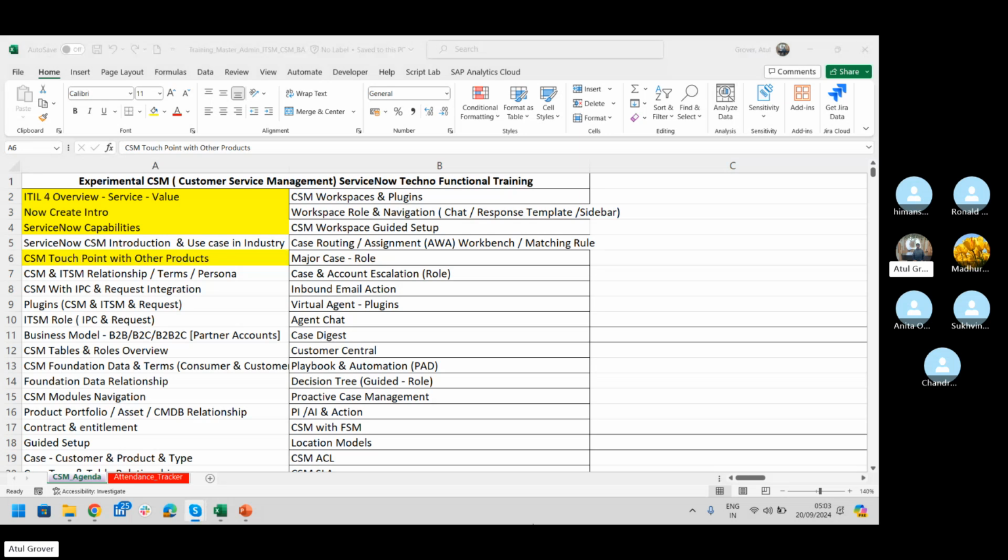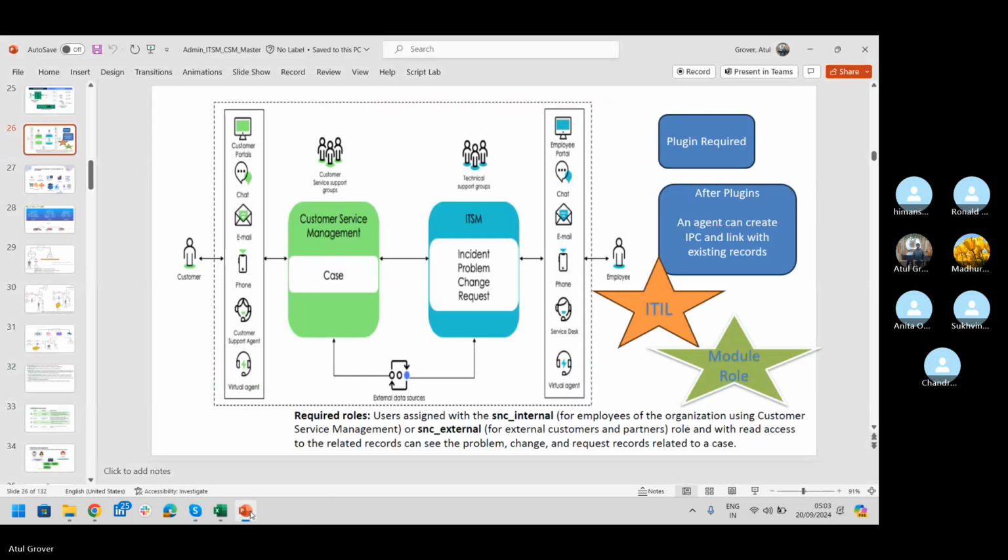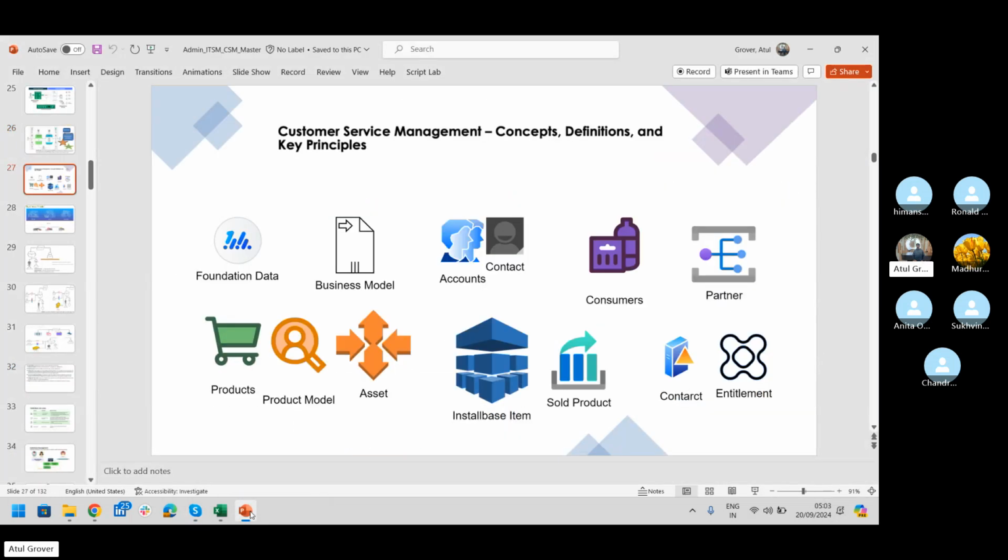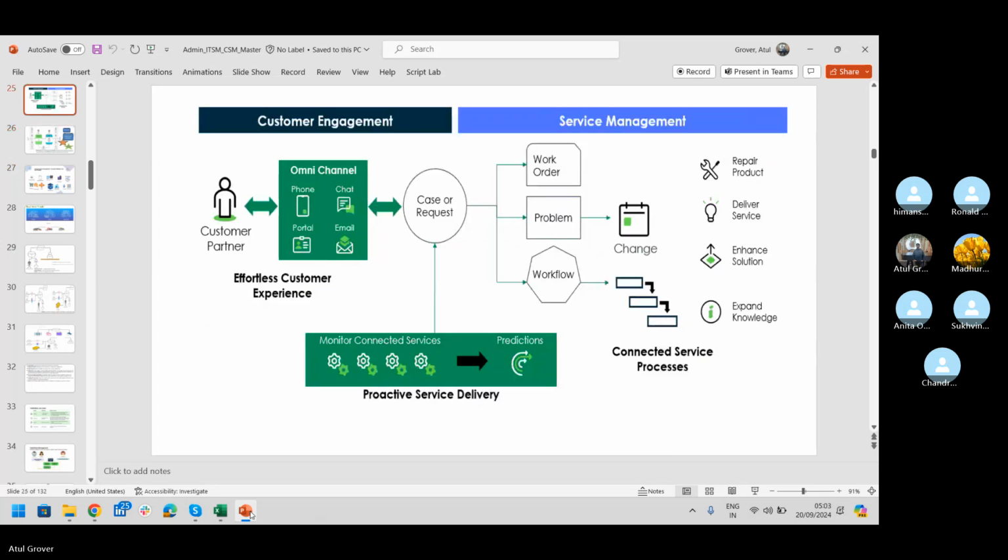Yesterday we were discussing this particular slide. If you see this slide, I have a question. Give me the reason, you might be able to find out: when I, as an organization, need to install the plugin for ITSM integration with CSM. It is not necessary that if I'm using CSM, I have to use ITSM as well. Not necessary.